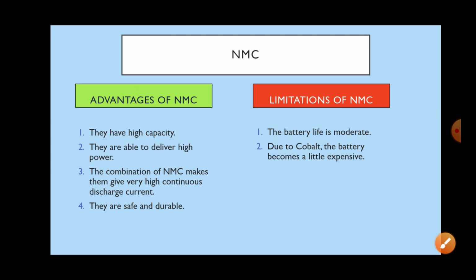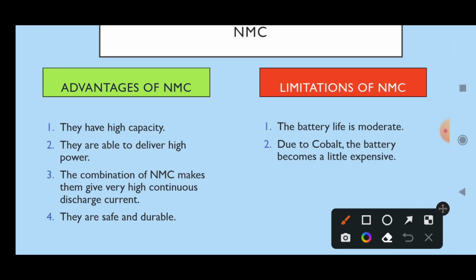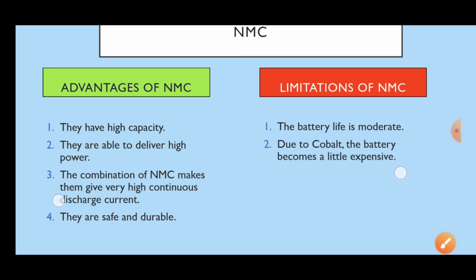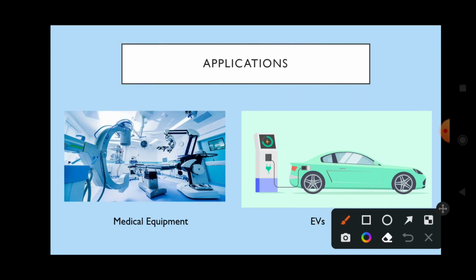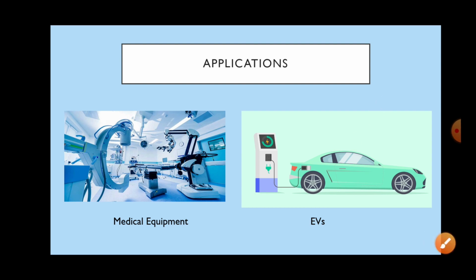Let's see the limitations. The battery life here is moderate, that is 1000 to 2000 cycles. Due to cobalt, the battery becomes a little more expensive. Let's see the applications. Now, NMC is used in medical equipment, EVs, and many other appliances of the sort. Now, I hand over the presentation for its conclusion.